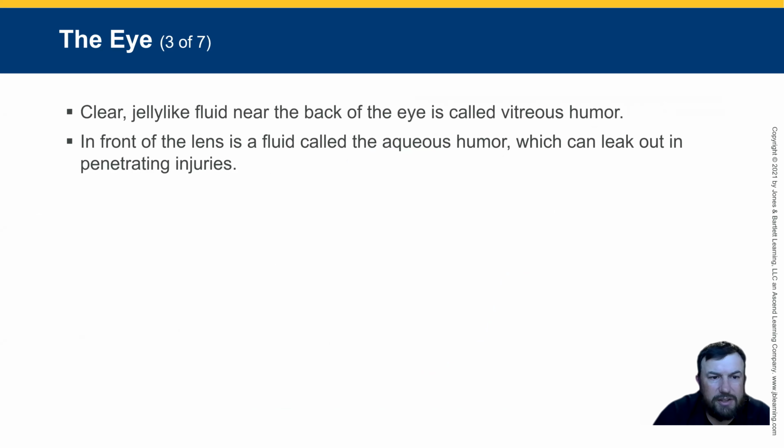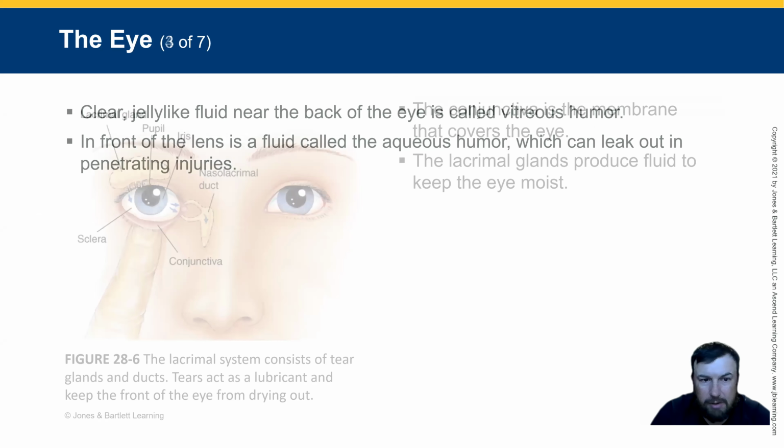So the eye, clear jelly-like fluid near the back of the eye is called your vitreous humor. In the front of the lens is a fluid called the aqueous humor, which can leak out in penetrating injuries. This sounds horrible. If anybody out there's a deer hunter, when you were a kid, you touched the eyeball. I promise you did. That jelly, nasty stuff, that's what that is. Maybe I'm the only one that does that.